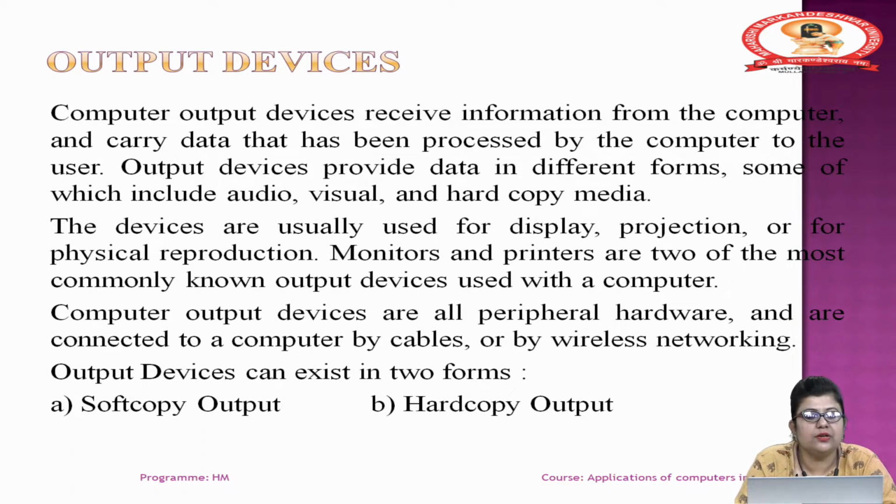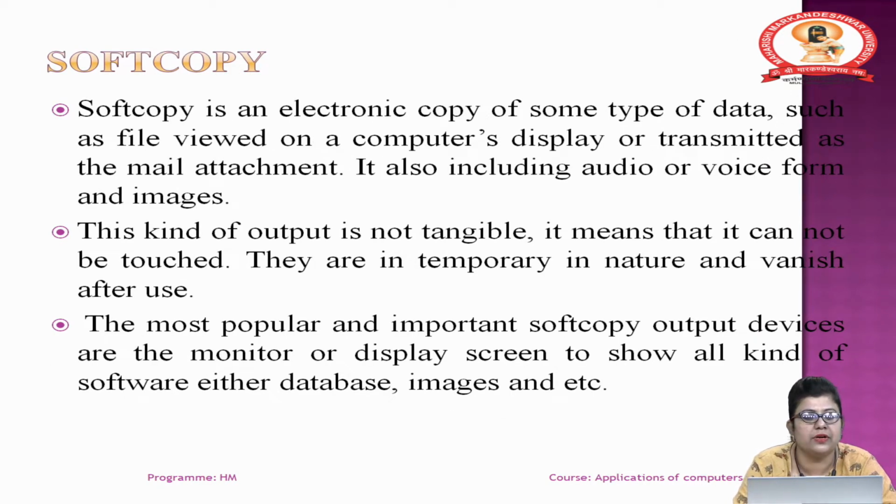Monitors and printers are two types of output devices which are used with computers. Computer output devices are all peripheral hardware devices and are connected to computers by cable or by wireless networking. Output devices can exist in two forms: soft copy output devices and hard copy output devices.